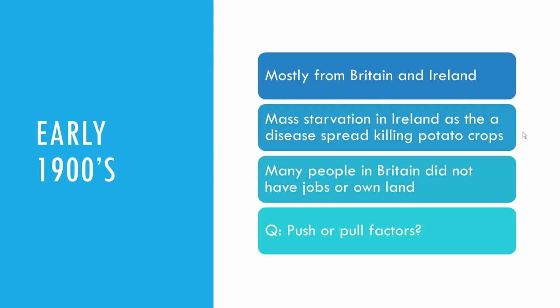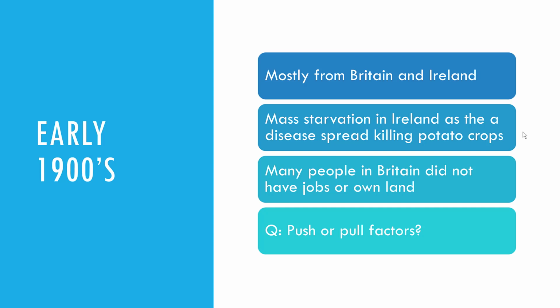Okay, the potato famine. So in the early 1900s, most of the people came from Britain and Ireland. There was a mass starvation in Ireland, which was called the potato famine. And there was a lot of disease that spread across the potato crops that they had in Ireland. And so there wasn't a lot of food. So a lot of people came from Ireland to Canada and to the United States at that time.